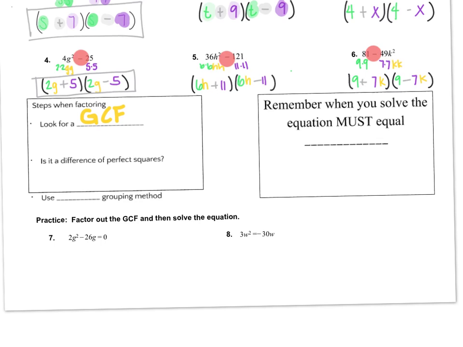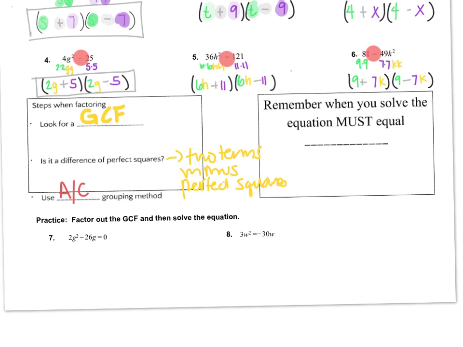The second thing is you figure out, is it a difference of perfect squares? So remember, a difference of perfect squares, we said this a second ago, it's important to note it's only going to have two terms. They will have a minus sign in there, and each piece will be a perfect square. Okay. The third step is to use what we call the AC grouping method, which we're going to review, what we learned last time.